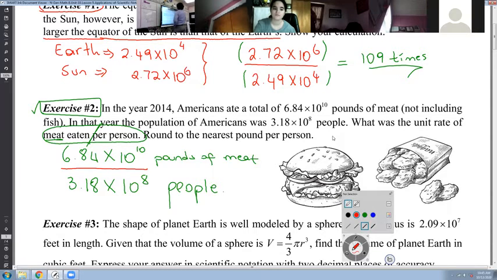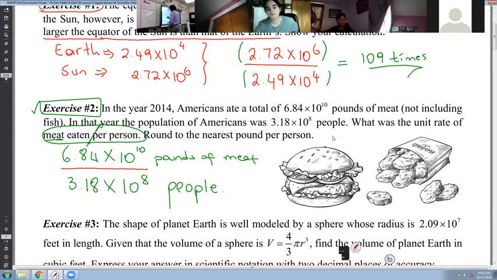All right, guys. And if you are wondering how many pounds of meat an American ate in 2014, you have to divide these two numbers. But if you're using your calculator, I'm repeating myself, because this is the most important part, you have to put them in a parenthesis. But if you are using the website, you are not supposed to do that.